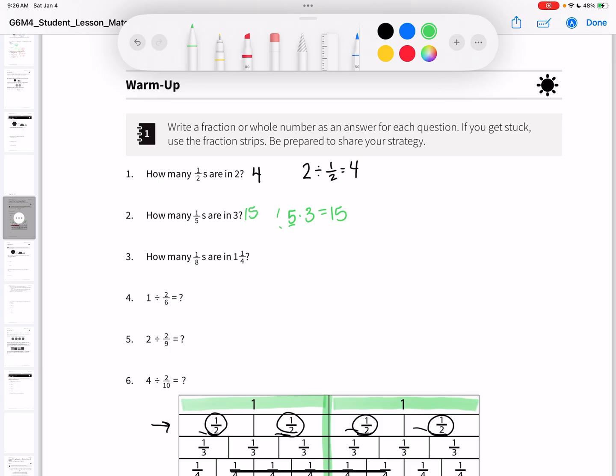15. We could also write this 3 divided by 1/5, because that's saying we have 3 wholes and we need to divide them into 1/5 increments. How many 1/5s will there be in those 3? And there are 15 1/5s.